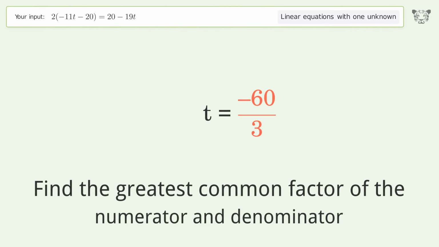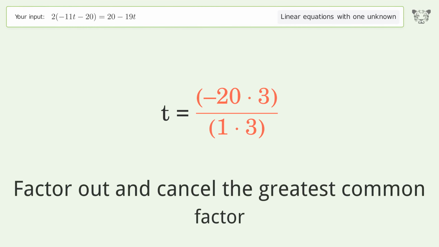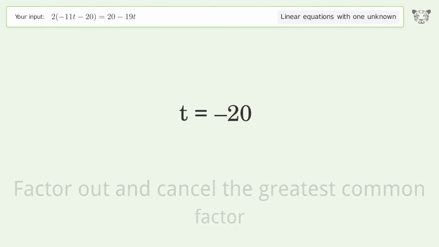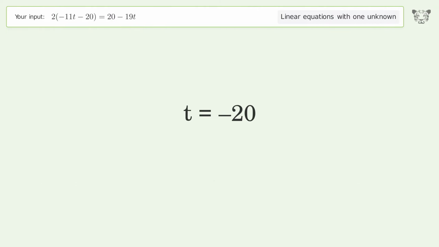Find the greatest common factor of the numerator and denominator. Factor out and cancel the greatest common factor. And so the final result is t equals -20.